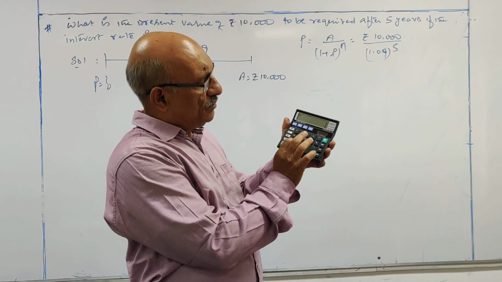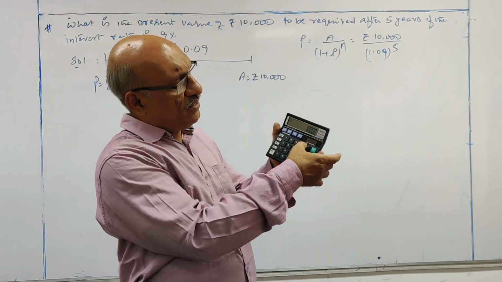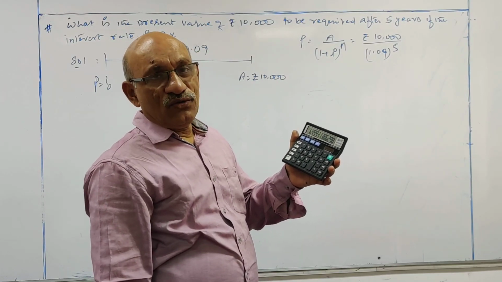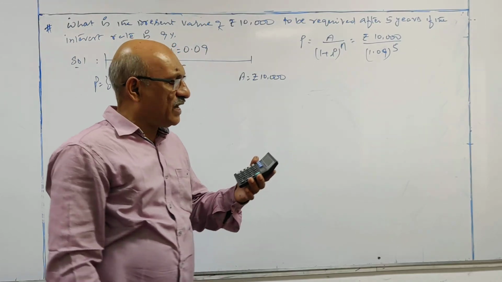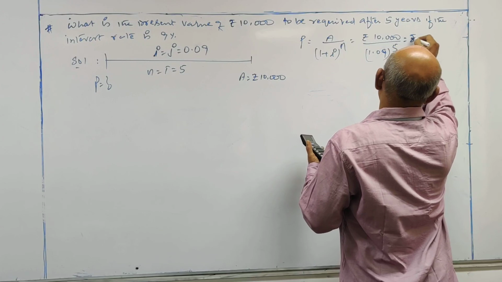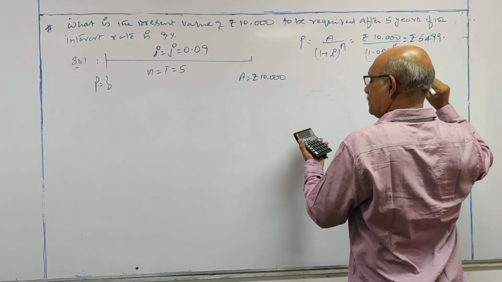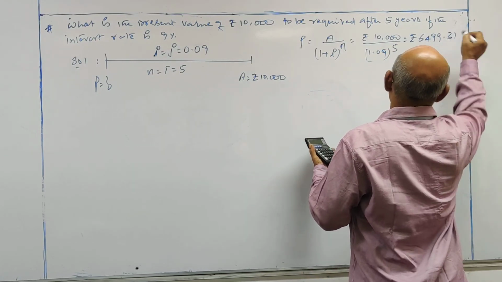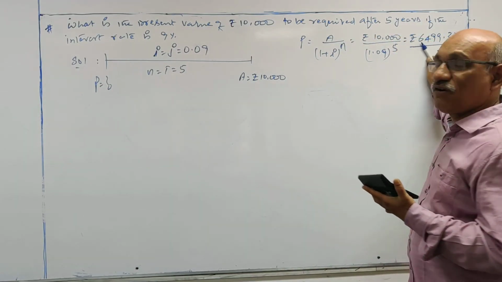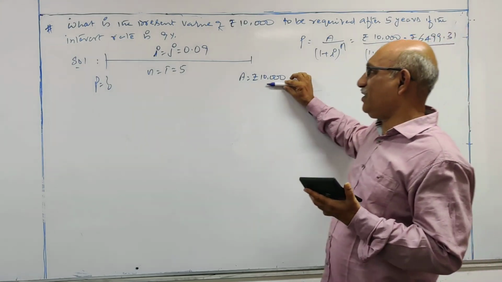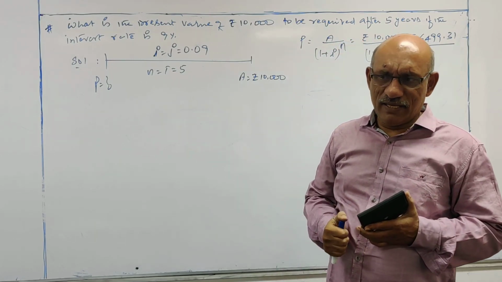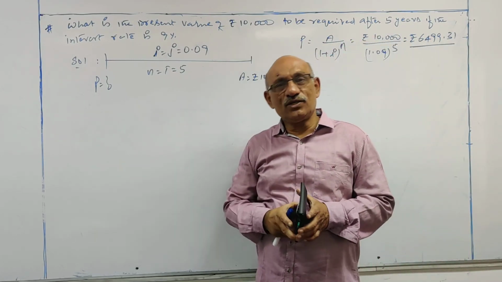Now go to numerator. 10,000 divided by MRC is equal to 6499.31 rupees. This is the present value. If I deposit this much amount in a bank today, I will receive 10,000 at the end of 5 years.